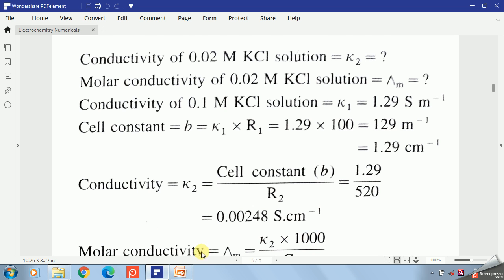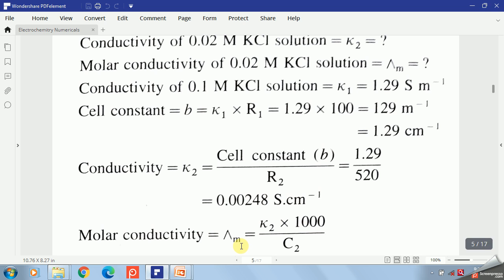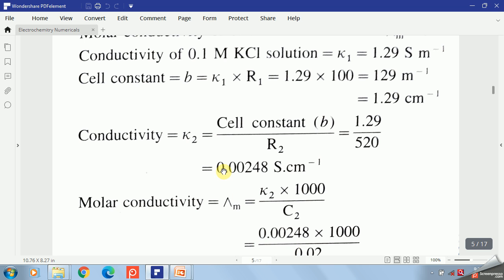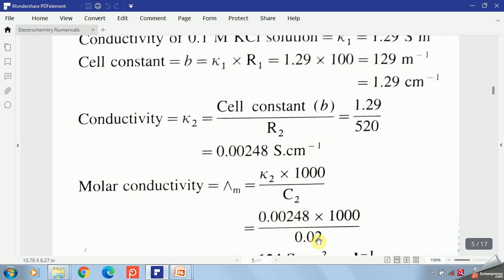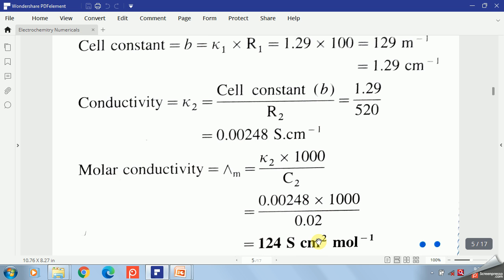Then you can calculate the molar conductivity of that second solution. Capital lambda m is equal to 1000 K2 divided by C2. So 0.00248 into 1000 divided by C2, which is 0.02. If we solve this, it is 124 Siemens centimeter square mole inverse.